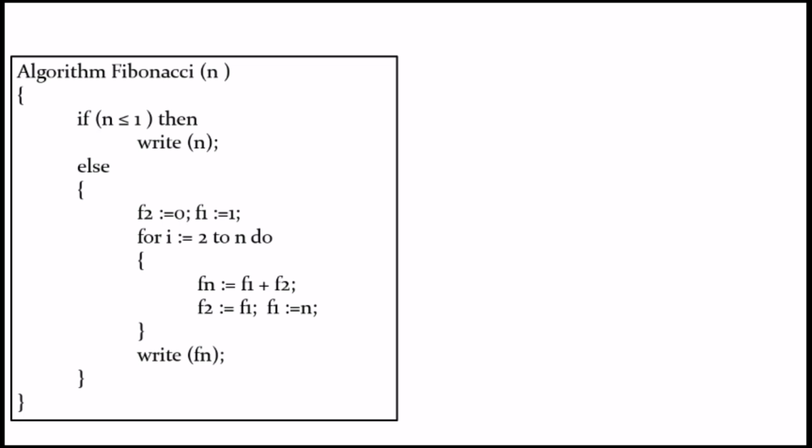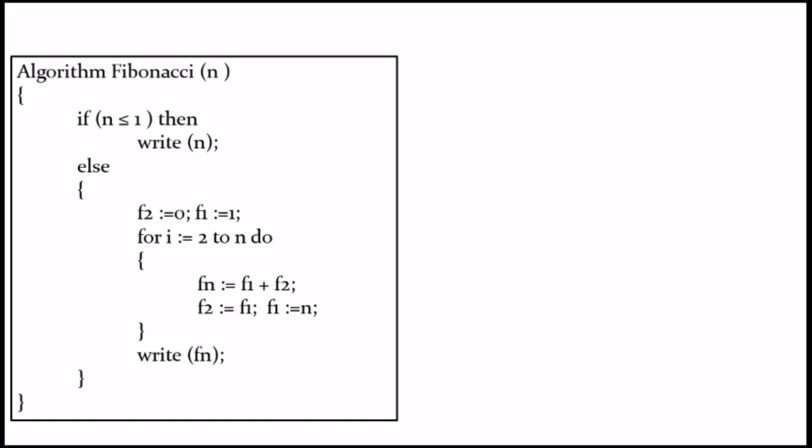So here first we are taking one parameter, that is the n value, and then we are checking the condition whether n is less than or equal to 1. So if this condition is true, then the true block, that is write n, will be executed and the algorithm will stop because the else part will not be executed.